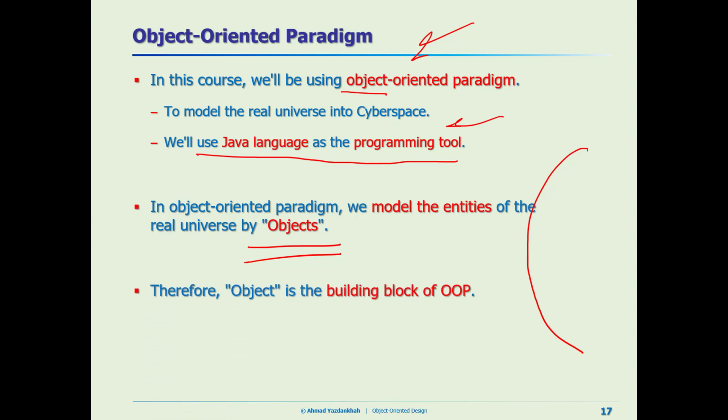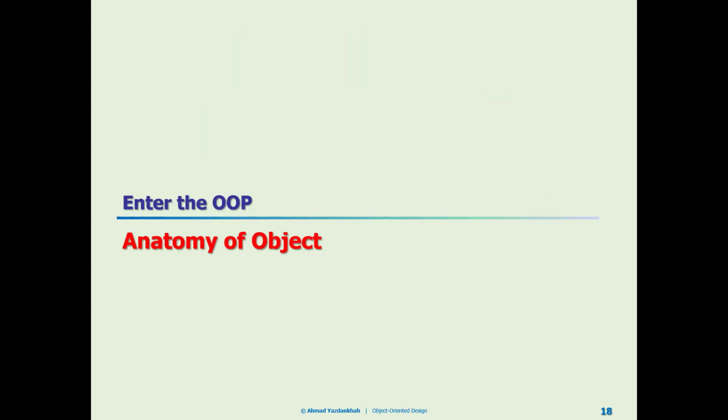But so probably you are asking, so what is this object? Yeah, so our next thing that we should explain is what is object. If object is the building block of object-oriented paradigm, so it deserved to have its own section. Now, in this section, let's see what is an object. But before that, let's review what we already know about that.